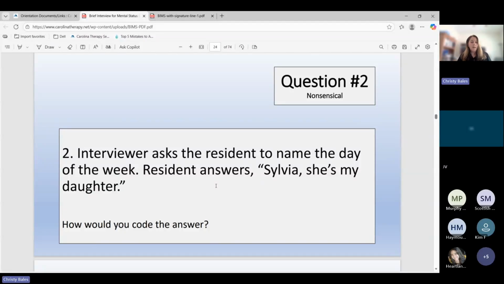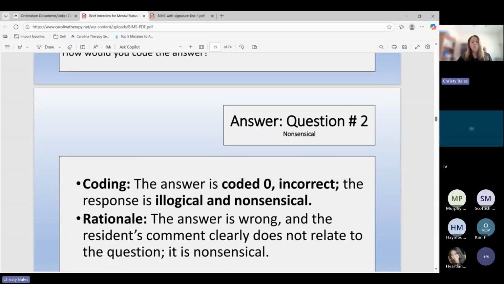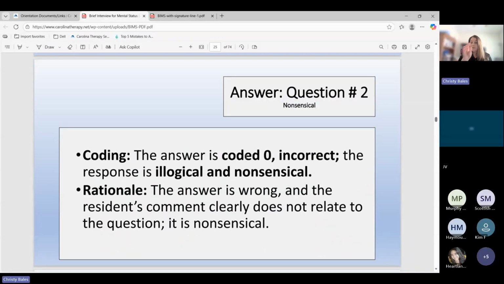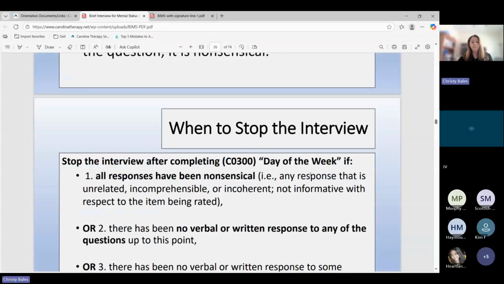Number 2, interviewer asks the resident to name the day of the week. Resident answers, Sylvia, she's my daughter. How would you code this? Coding the answer is coded 0, incorrect. The response is illogical and nonsensical. The rationale for this is the answer is wrong, and the resident's comment clearly does not relate to the question. It is nonsensical. So we always code those as incorrect.